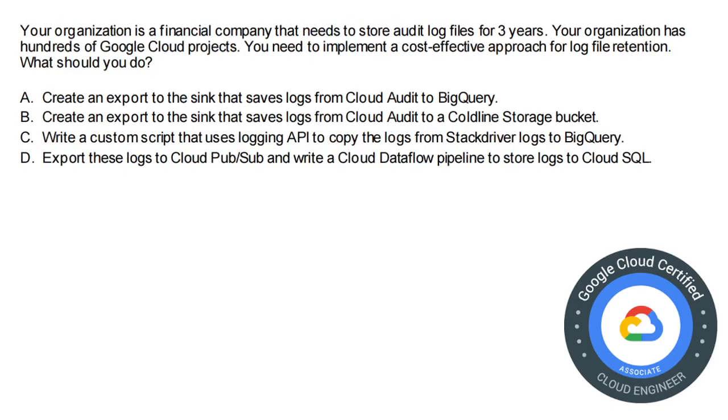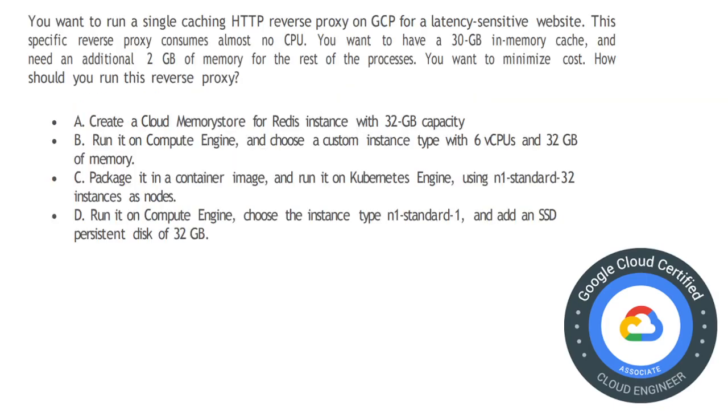Okay. So moving on to the next question, your organization is a financial company that needs to store audit log files for 3 years. Your organization has hundreds of Google Cloud projects. You need to implement a cost-effective approach for the log file retention. What should you do? The correct answer for this is option number B. That is, create an export sink that saves logs from the Cloud Audit to a Coldline storage bucket.